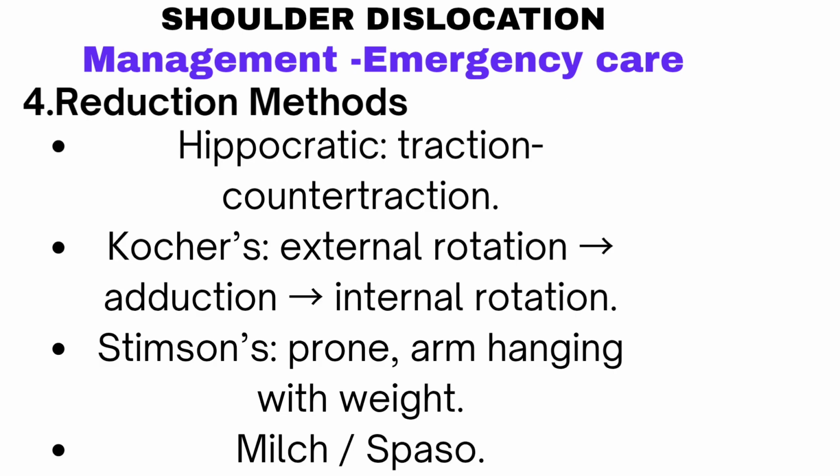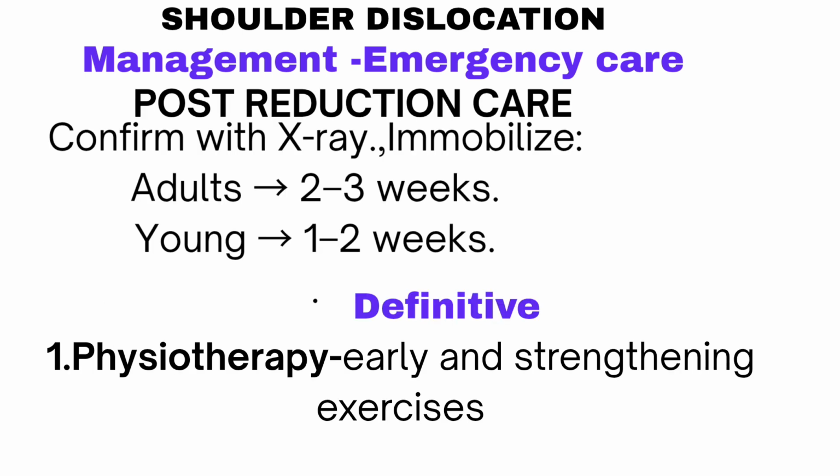Techniques include Hippocratic method with traction counter-traction, Kocher's method with external rotation, adduction, and internal rotation, Stimson's method where the patient lies prone with the arm hanging and a weight attached, and also Milch or Spaso techniques. After reduction, confirm with an X-ray, immobilize in a sling or shoulder immobilizer for 2 to 3 weeks in adults or 1 to 2 weeks in the young.